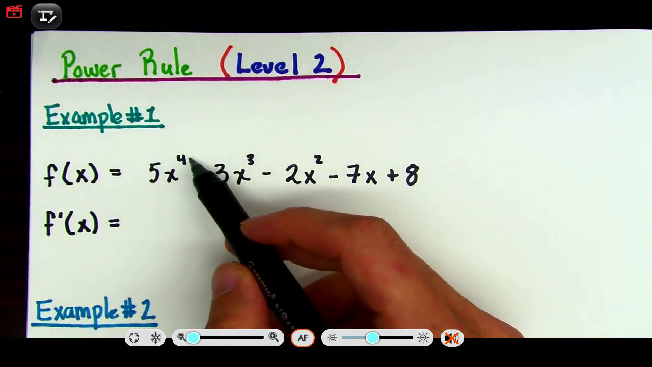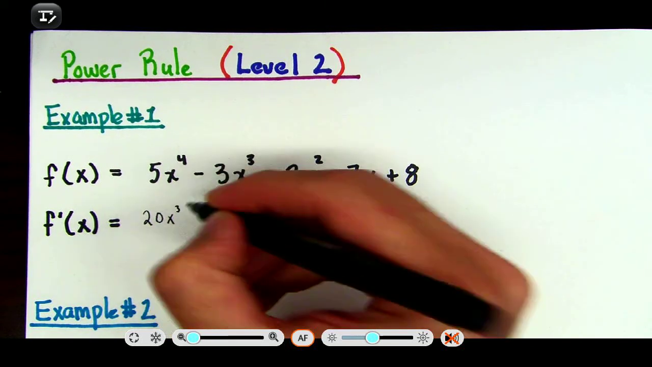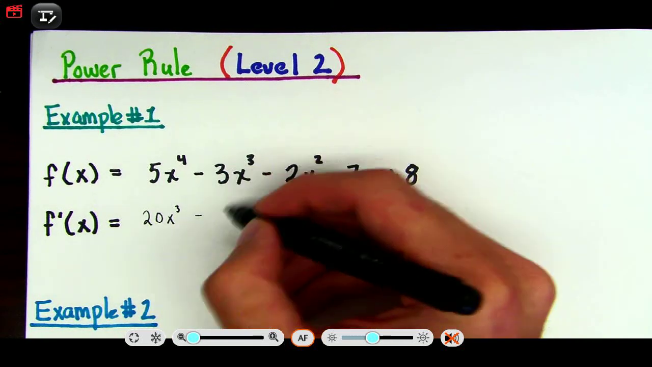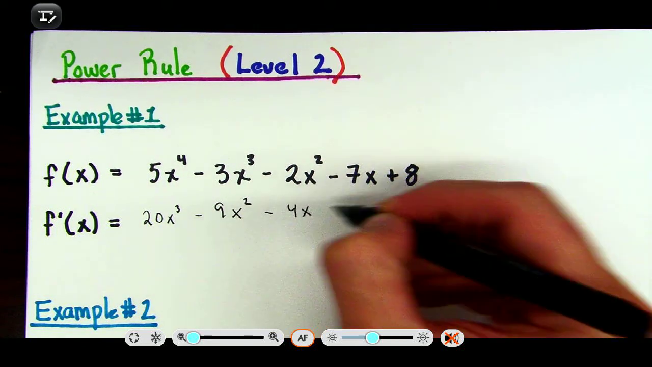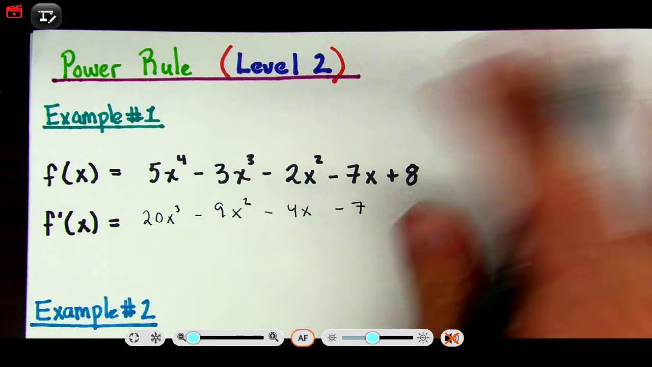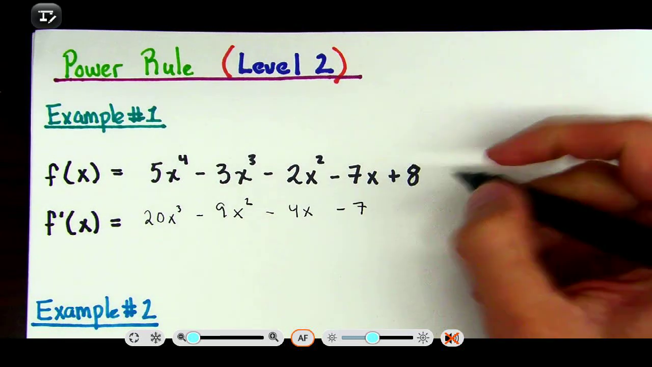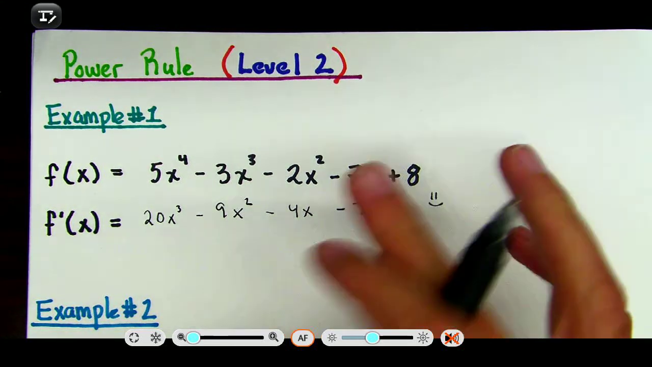What do we do? So 4 times 5 is 20, 20x to the 3 minus 9x squared minus 4x minus 7, and the derivative of any constant is 0. So bam, that's it. Congratulations. But you see here, it can't be this easy in calculus, right? We gotta spice it up a little bit.